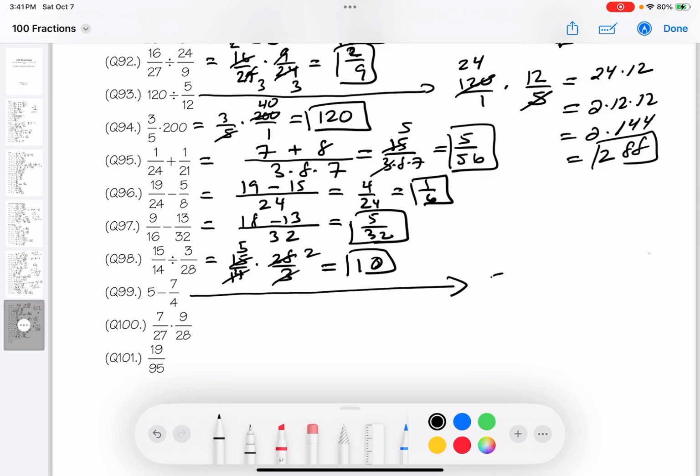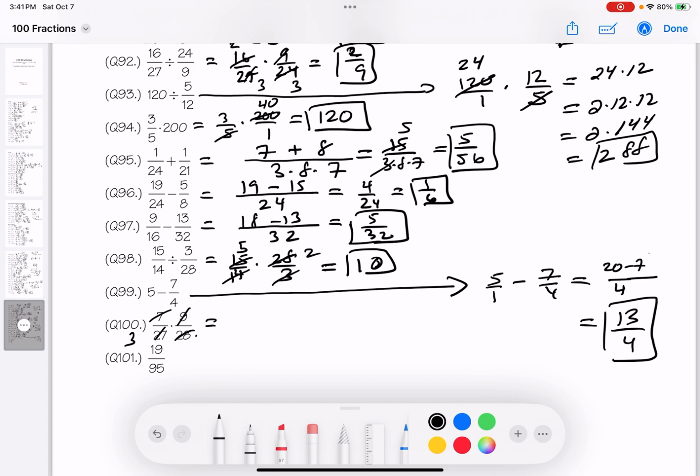And what's it going to be? 5 over 1 minus 7/4. What's the LCD? 4. And what do you get there? You get 20 minus 7, which is 13/4. All right? Let's put this one down. I notice kind of immediately, 9 goes into 9 once, 27 3 times. And 7 goes into 7 once, and 28 4 times. We're left with 1 on top, and on the bottom you're left with 12.